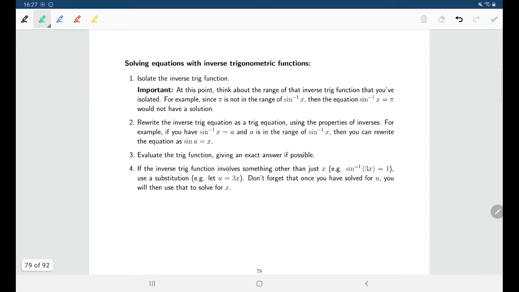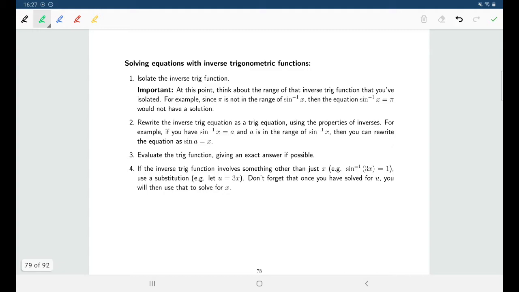Welcome back. In this last part, we'll be doing a little bit of equation solving and also talking a little bit more about composing trig functions with their inverses. First, solving inverse trigonometric equations. Not too bad to do, and in fact, some of the ideas behind it are similar to what we did when we were solving logarithmic equations or exponential equations.